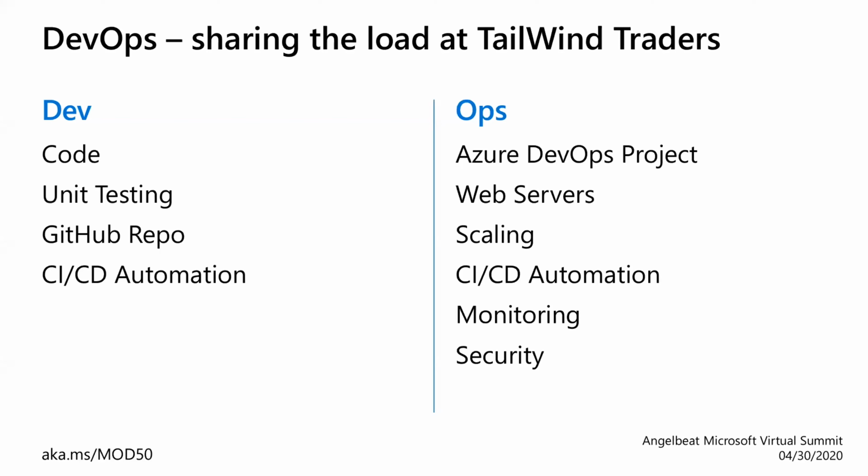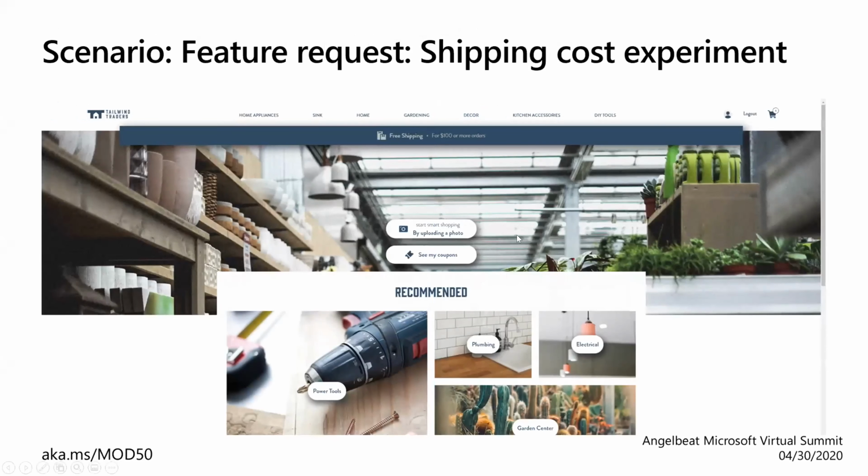The ops team brings to the table the Azure DevOps project. So the dev team says, hey, we want to do some testing and release of our products. What can we do? The ops team says, we'll set up a DevOps project for you. They also provide the web servers and scaling, and they help with CI/CD automation as well. On top of that, the ops team also provides monitoring and security. So let's run through a little scenario here.